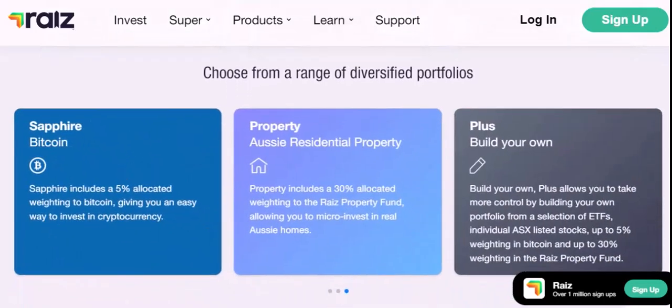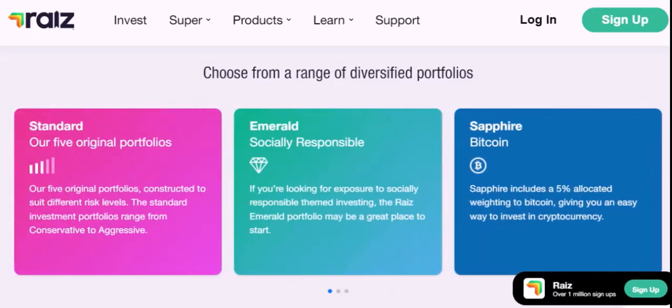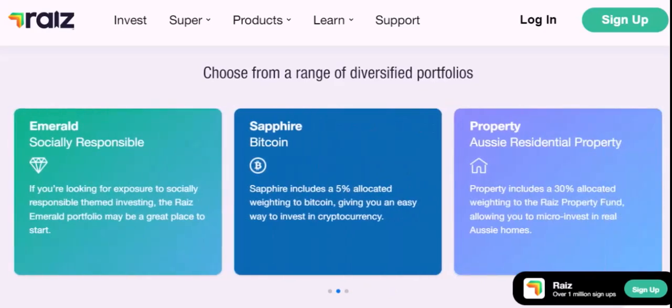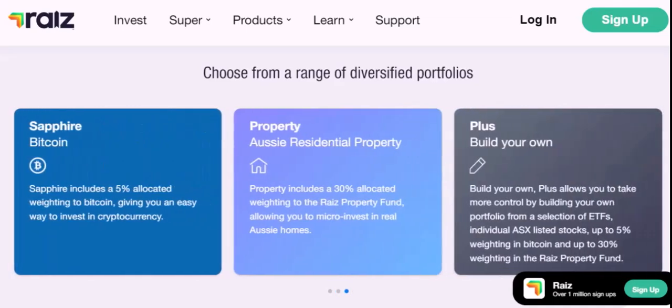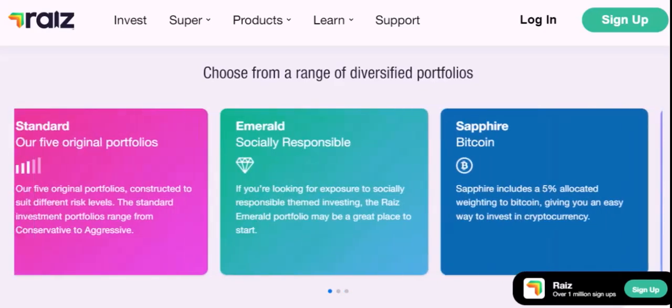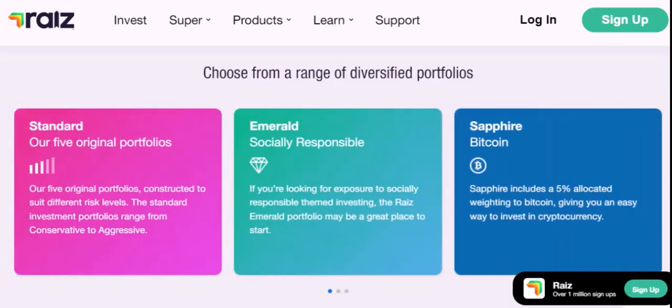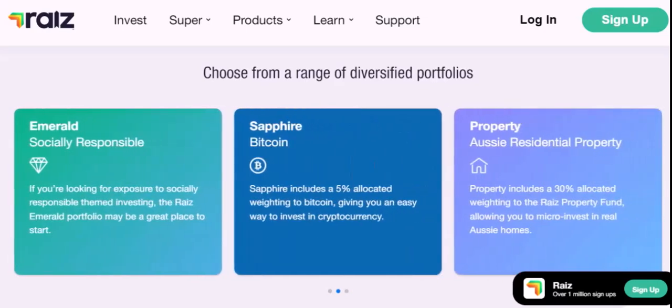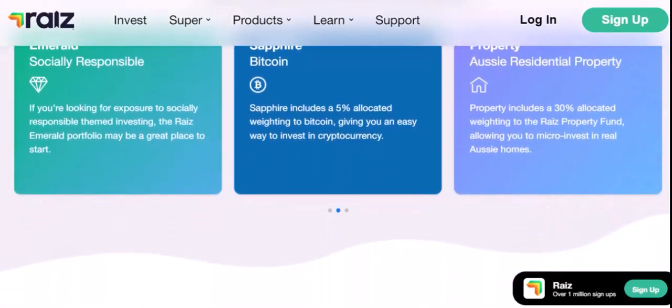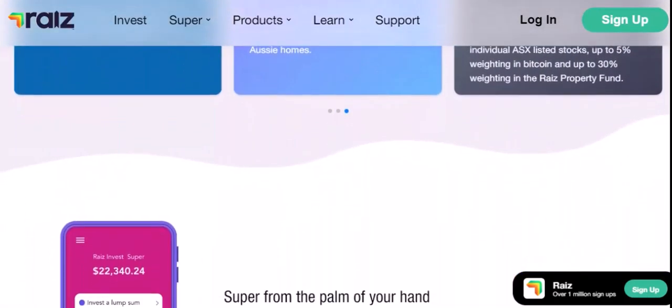However, if you're seeking more control over your investments or are comfortable with higher risk, you might want to explore other options. Ultimately, the best way to determine if Raiz is right for you is to do your own research and consider your financial situation. But one thing is certain, starting early and investing consistently can make a significant difference in your long-term financial health.